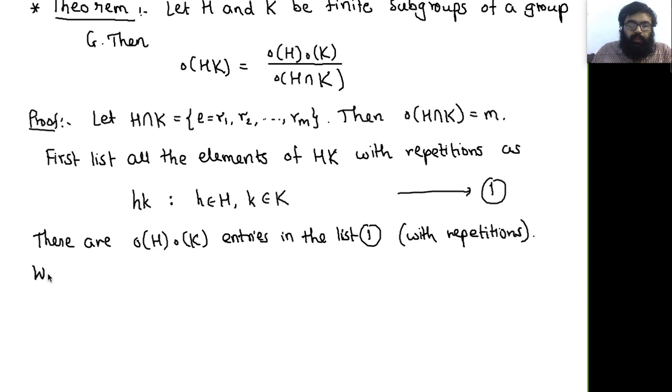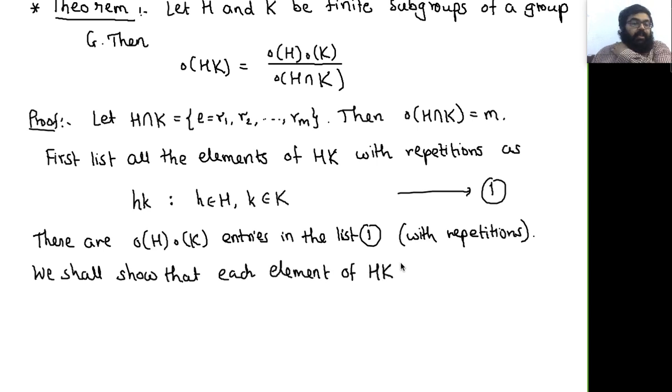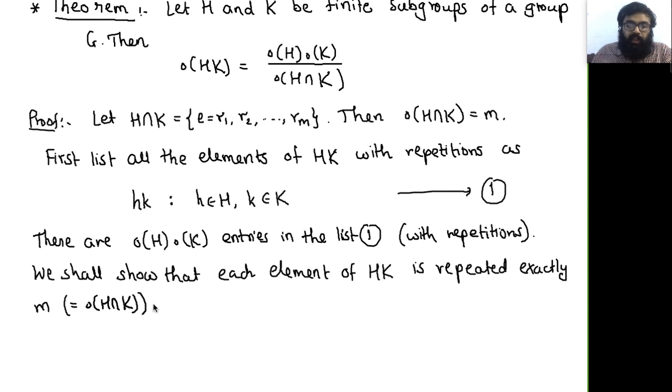So what shall we show? We shall show that each element of HK is repeated exactly m times in list 1. M is nothing but the order of H intersection K. So that is repeated exactly m times in list 1.